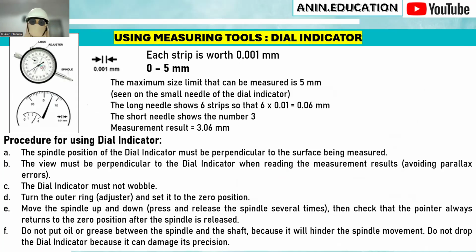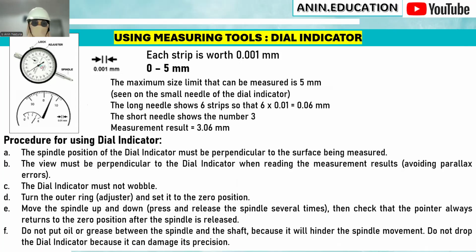Using measuring tools: dial indicator. Each step is worth 0.001 millimeters, 0 until 5 millimeters. The maximum size limit that can be measured is 5 millimeters, seen on the small needle of the dial indicator. The long needle shows 6 strips, so 6 times 0.01 is 0.06 millimeters. The short needle shows the number 3. Measurement result is 3.06 millimeters.